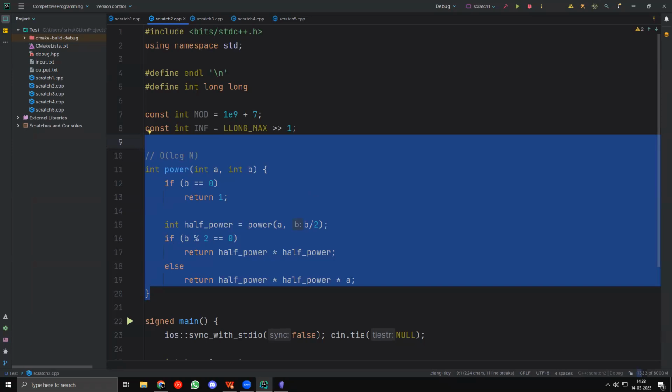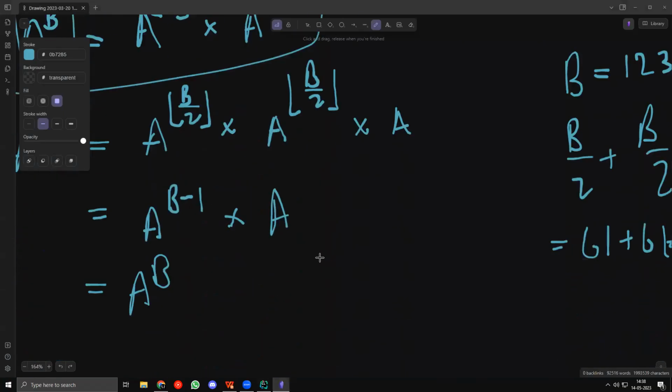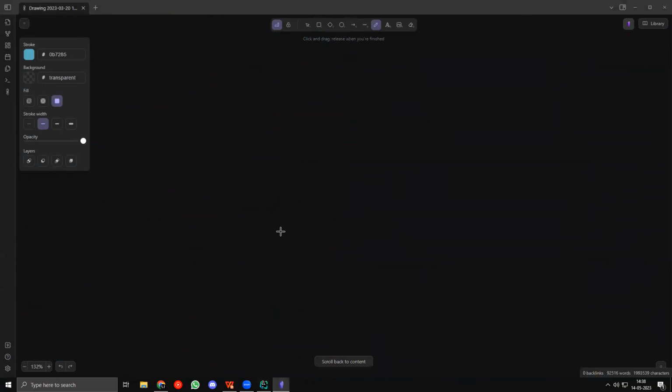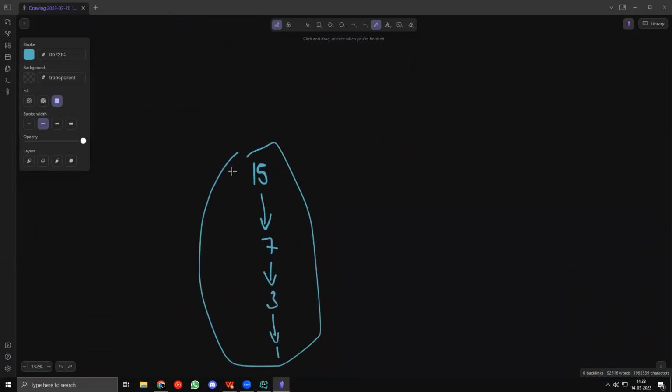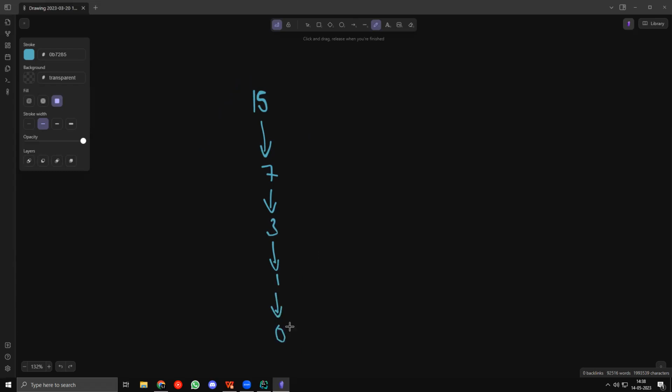Okay, Nikhil says in the odd case, the first recursion call will be made from the else part and further calls will be made from the if part, right? Not necessarily. Let's say we have 15. Then in this case, you will actually go to 7 after that. And after that, you'll go to 3. And after that, you'll go to 1. Notice that at no point are you reaching an even number except at 1. From 1, you go to 0.